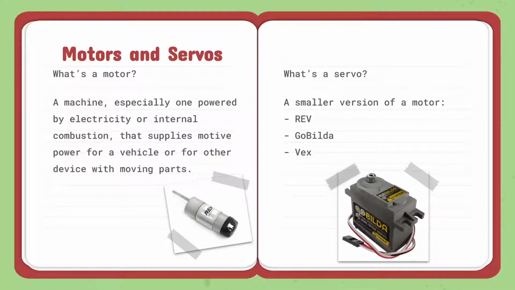All right, and so motors and servos, what are the differences? A motor is a machine, especially one powered by electricity or internal combustion, that supplies motive power for a vehicle or for other devices with moving parts. Servos are very similar. However, servos are a smaller version of a motor, and we use servos from Rev, GoBuilda, and Vex.